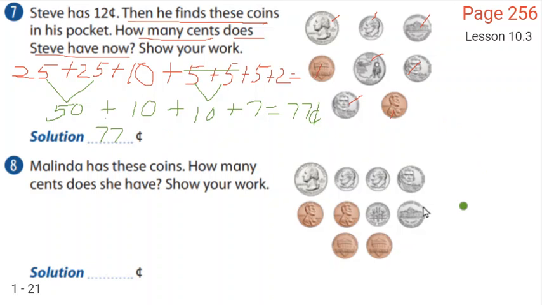I want you to take what I just showed you and work on number 8. Well, I'll read it to you first. Melinda has these coins. How many cents does she have? Show your work.